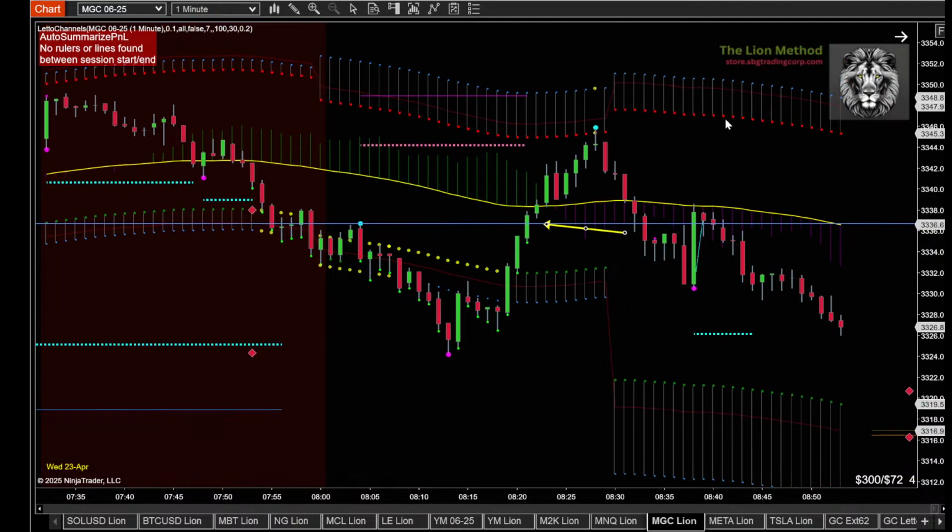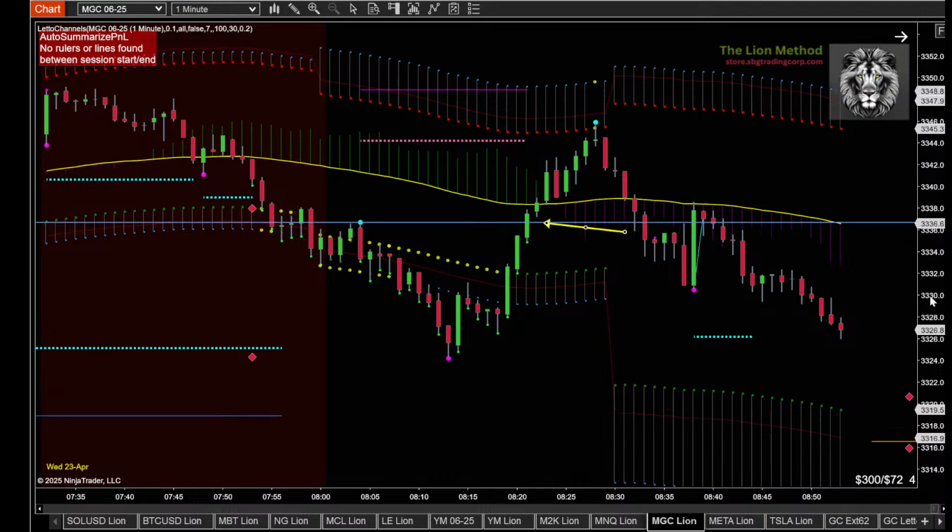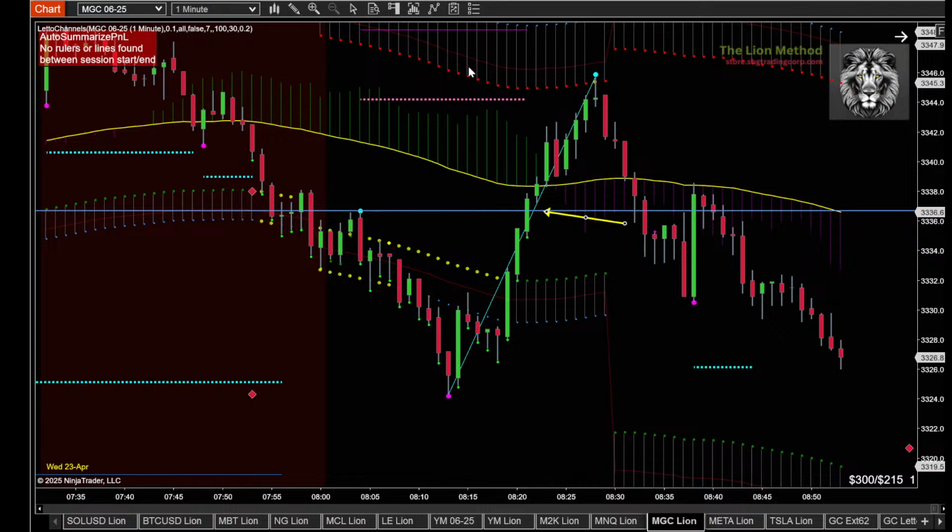Now, another interesting point is it went all the way up to the overbought level. See this yellow dot here, and this high poked above the red, what we call the 90-10 dots. Leto channels creates these 90-10 channels, and that's the green dots down here and the red dots above it. And we went out and we got target right there. So that's a beautiful trade.